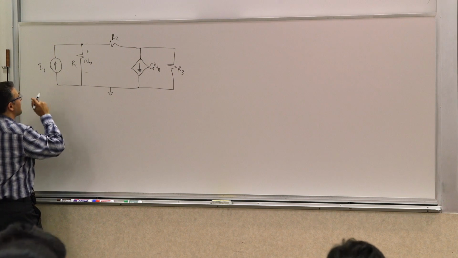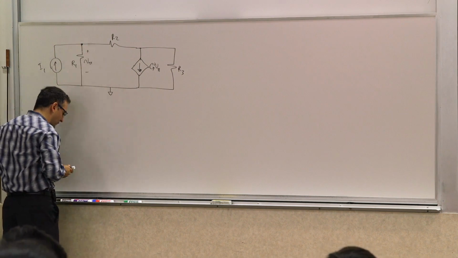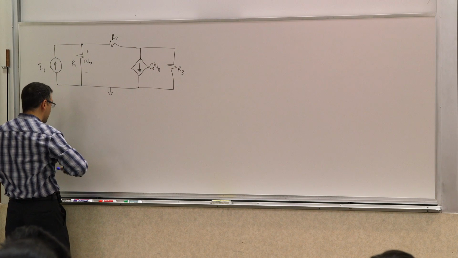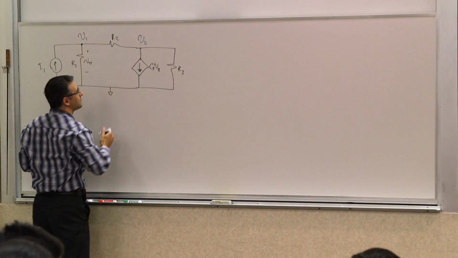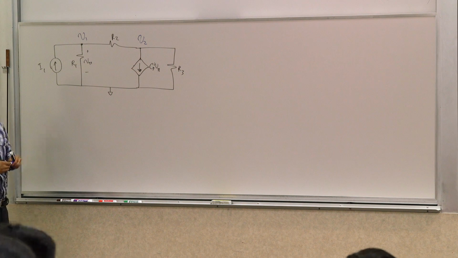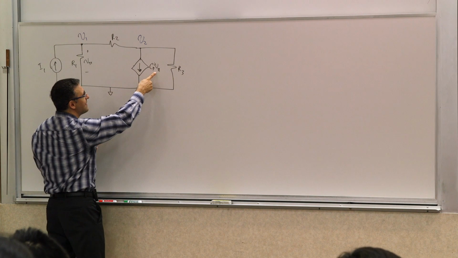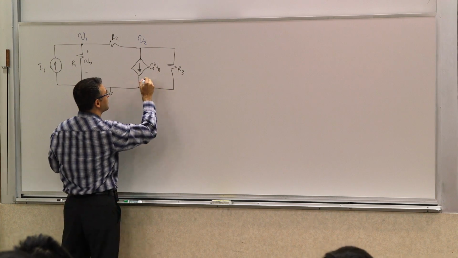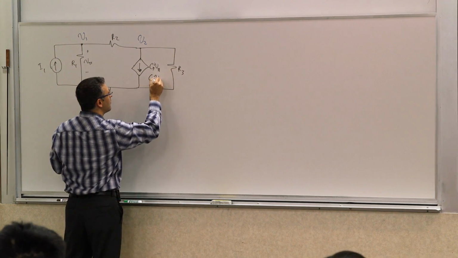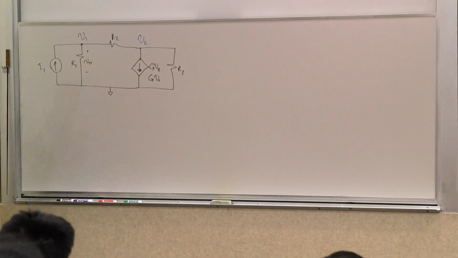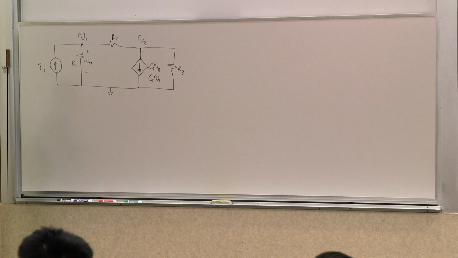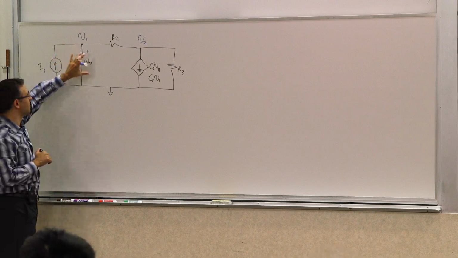When we do that, we have two nodes left. Let's call them V1 and V2. Now, if you write it in this form, then this becomes essentially capital G times V1, because v pi is V1. The voltage across this resistor is V1 minus 0.